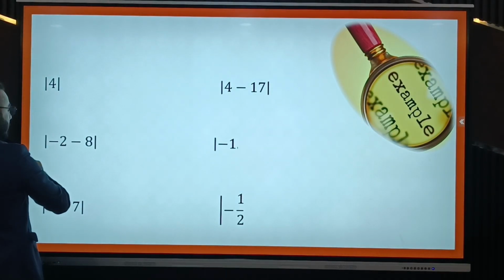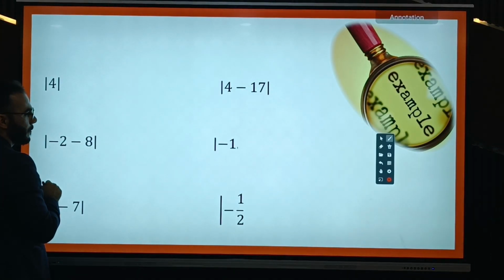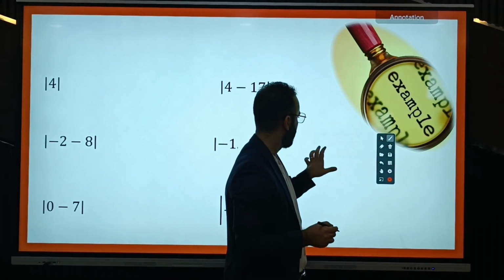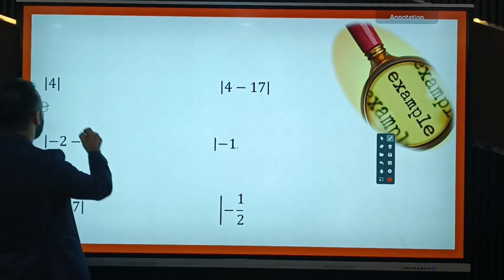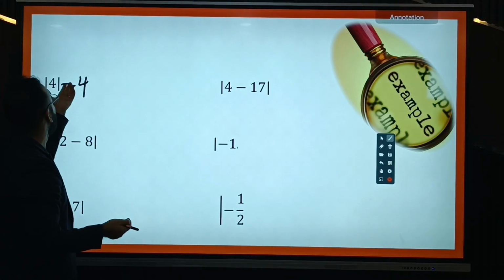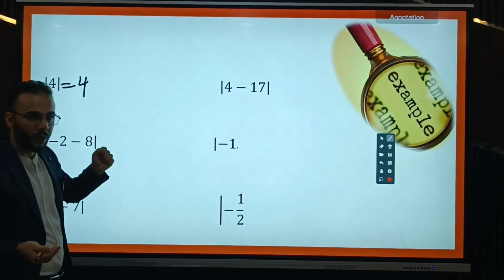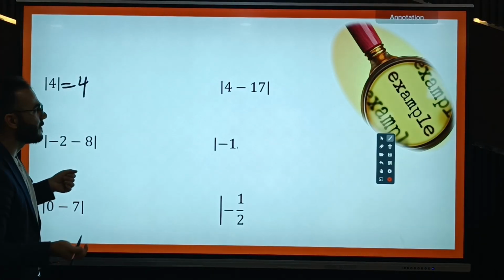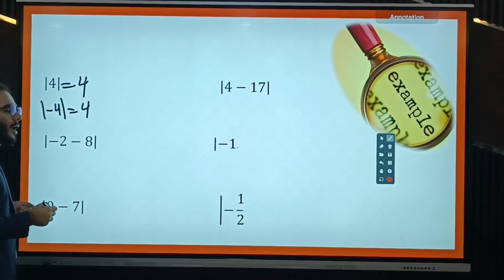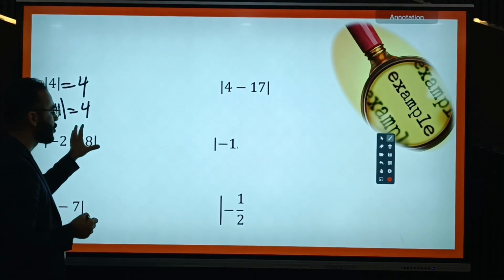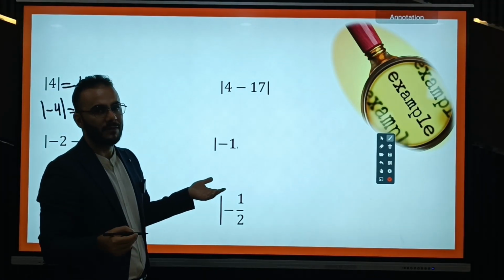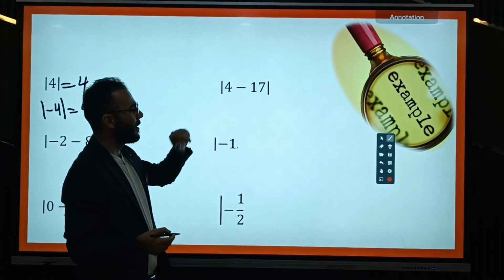Let me just bring my pen. Perfect. Okay, perfect. So since it's positive, it's equal to the same thing, which is 4, because we are saying that the absolute value of 4 is equal to 4. Even if it was the absolute value of negative 4, the result would again be 4, because I'm telling you, the job of absolute value is making everything positive.